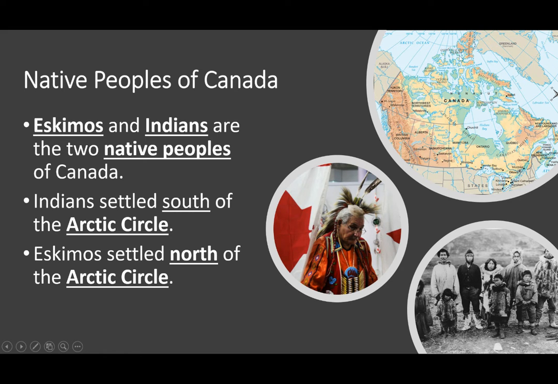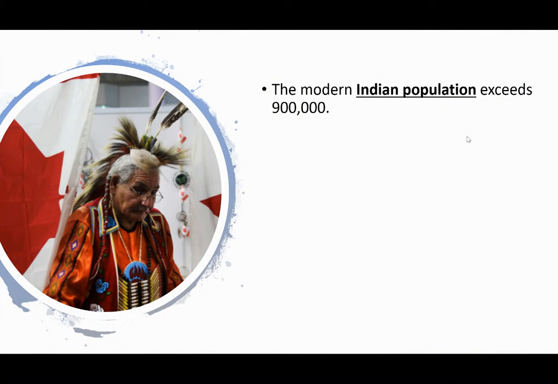Now, none of them live way up here in the extreme above the Arctic Circle, but there are a lot of Eskimos that live in this part of Canada. It's actually in this territory called Nunavut. We'll take a look at some pictures later in the lecture from that region. The modern Indian population in Canada exceeds 900,000, so almost a million Indians and Native Americans in these northern sections of Canada.